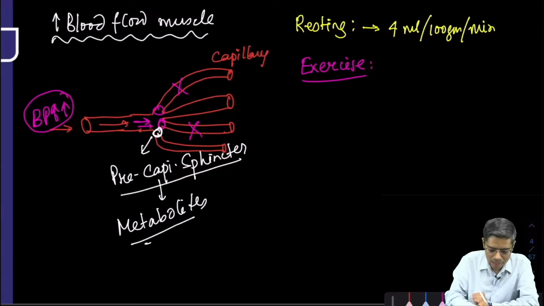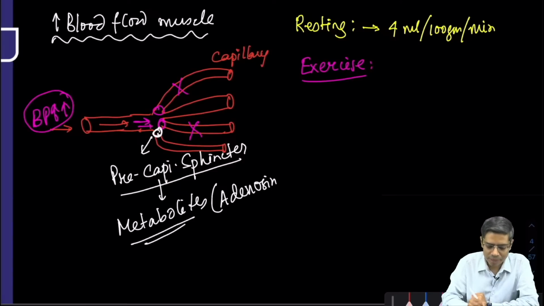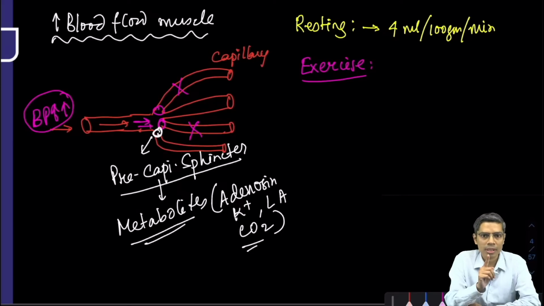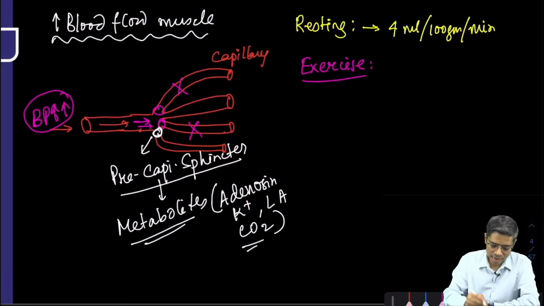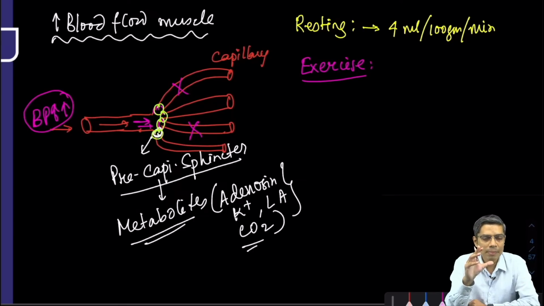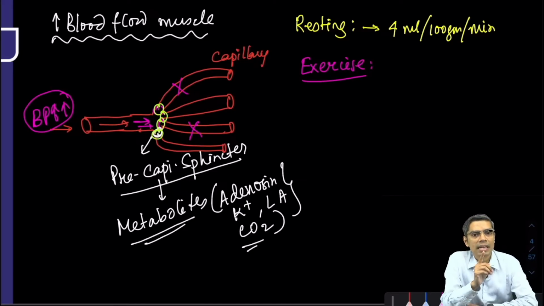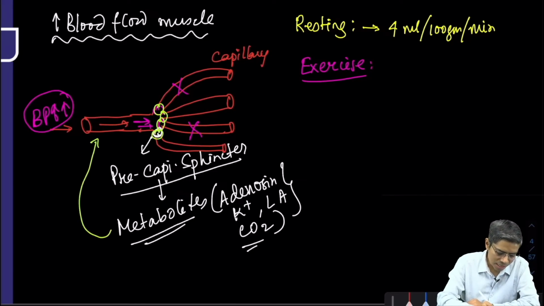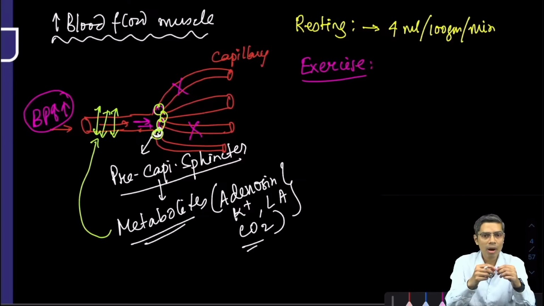So this precapillary sphincter can only be opened up by metabolites inside the muscles. What are the most important metabolites that open up this precapillary sphincter? You have to remember these names: adenosine, potassium ion, lactic acid, carbon dioxide. These are the metabolites, but the most important one that you have to remember is adenosine. All of them cause opening up of more and more capillaries by opening the precapillary sphincter, and the recent edition of Guyton is saying that these metabolites can also cause dilatation of the arterioles. So you are dilating the arterioles as well as opening up more and more capillaries.